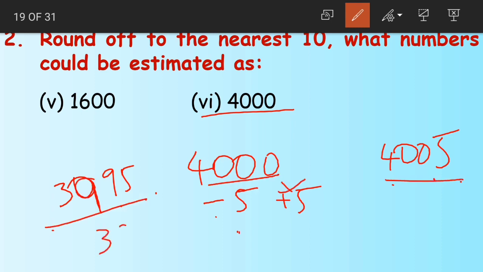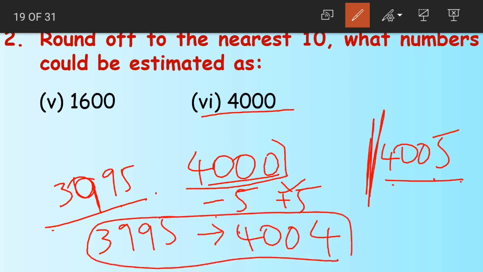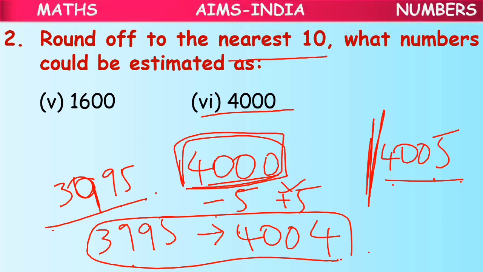So the numbers from 3995 till 4004 can be estimated as 4000, when rounded off to nearest 10, will be written as 4000. Yes students, is this clear?